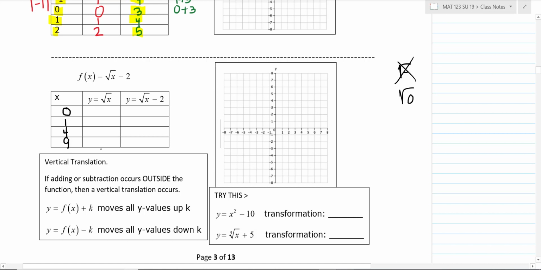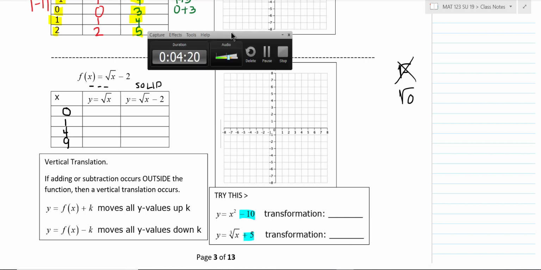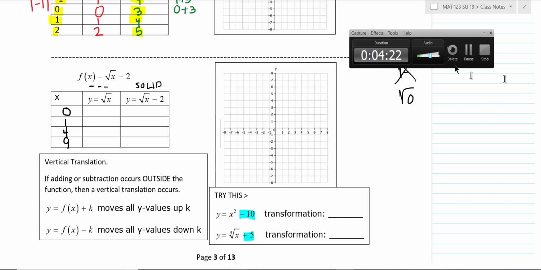So what I want you to do is fill this out, graph the square root of x in a dashed line, and then use a solid line on this, and then do that. And then I want you to complete these 2 problems. I want you to tell me what you think the minus 10 does and what you think the plus 5 does as far as transformations. Go ahead and pause the video, work out that first graph, and then answer these 2 questions. Come back and check when you're ready.